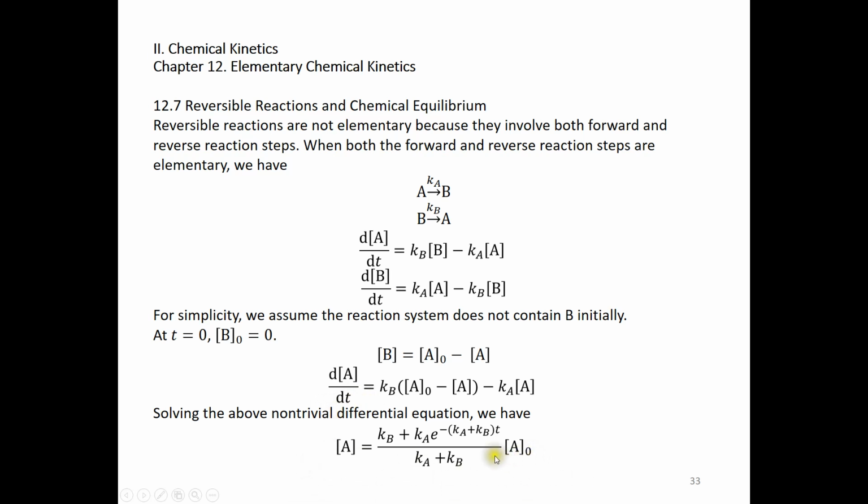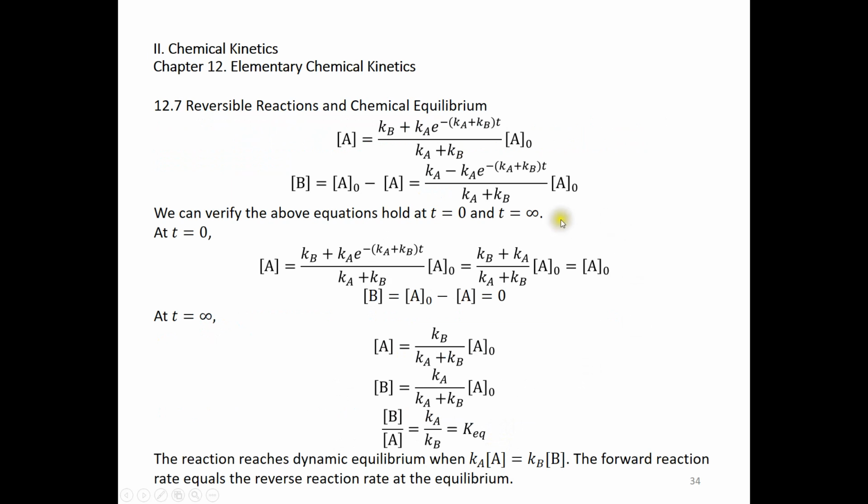[A] is [A]_0 times a fraction. On the bottom, we have k_A plus k_B. On the top, we have k_B plus the product of k_A and an exponential function. The exponential function is e to the power of negative (k_A plus k_B) multiplied by time. So we have that equation for A here. [A] is just [A]_0 times a fraction with k_A plus k_B on the bottom, with k_B plus a product of k_A and an exponential function on top: e to the power of negative (k_A plus k_B) multiplied by time.